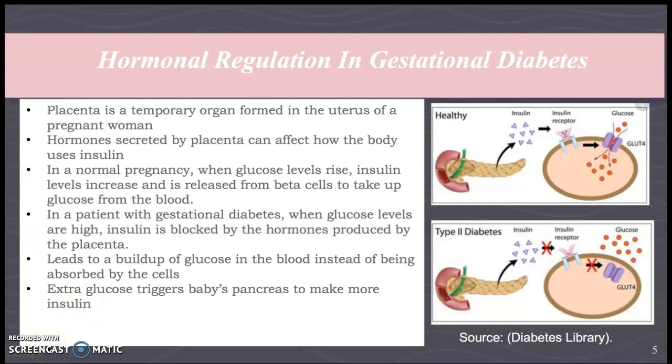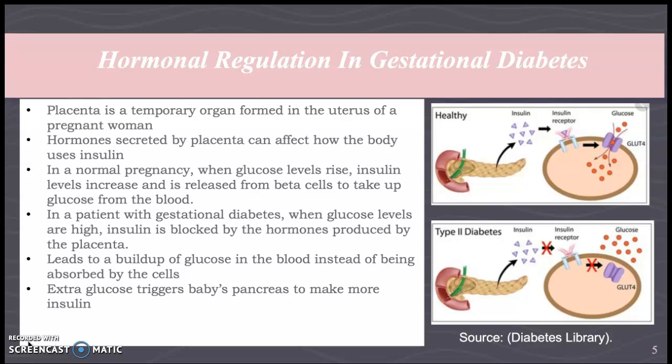So, hormonal regulation in gestational diabetes. The placenta is a temporary organ formed in the uterus of the pregnant woman, and it secretes hormones such as estrogen, progesterone, cortisol, and the human placental lactogen, which is also known as HPL. And these hormones secreted by the placenta can affect how the body uses insulin.